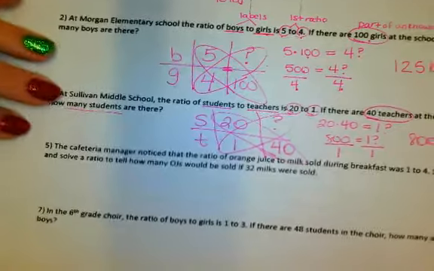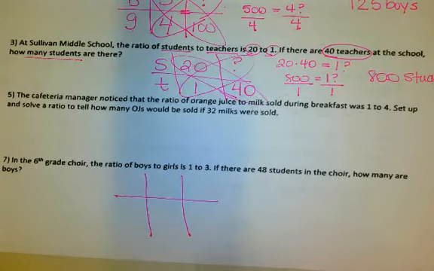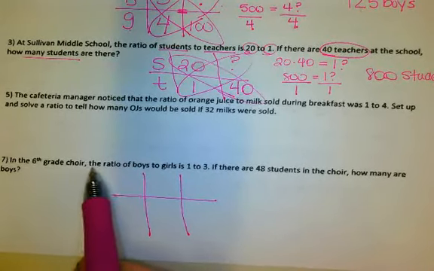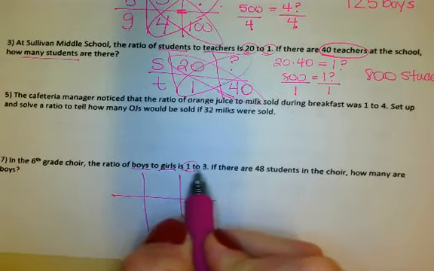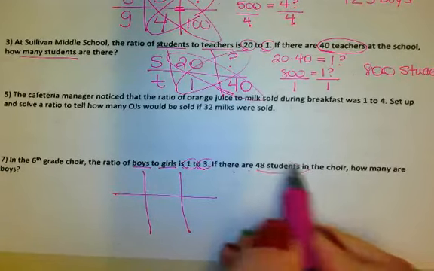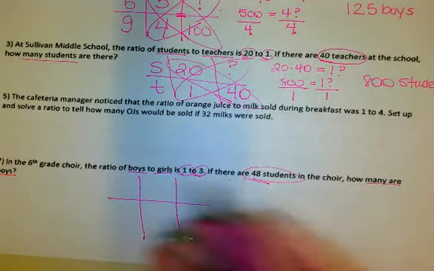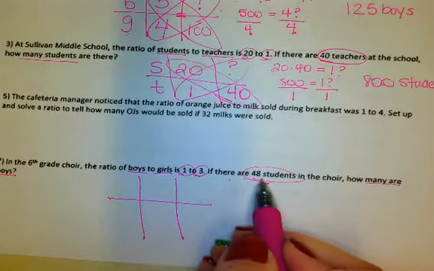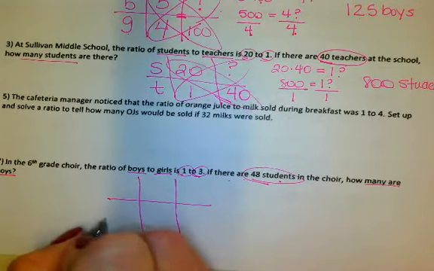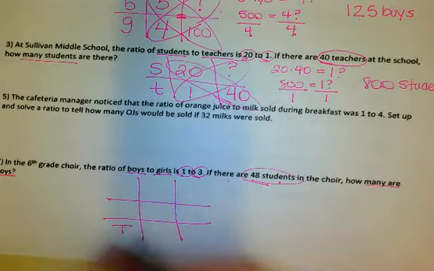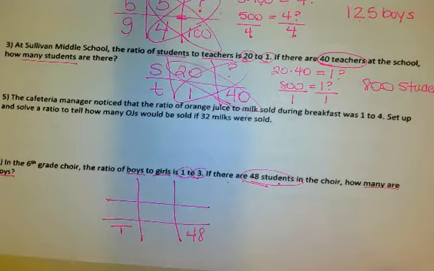Alright. So I'm going to skip number 5. We're going to go down to number 7. So I'm going to read it first. It says, in the 6th grade choir, the ratio of boys to girls is 1 to 3. If there are 48 students in the choir, how many are boys? Okay, so, if you notice, it doesn't give me boys or girls here. It gives me a total, which means we're going to have a hashtag, which will be our total here. And our total students would be 48. Okay?